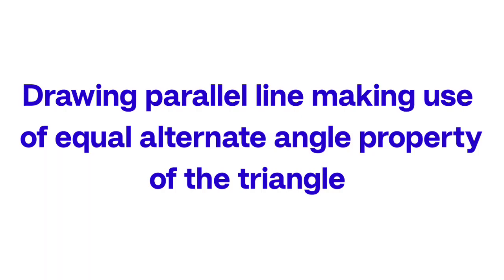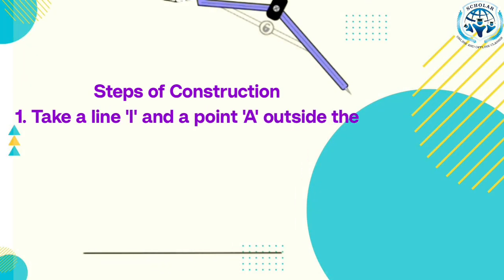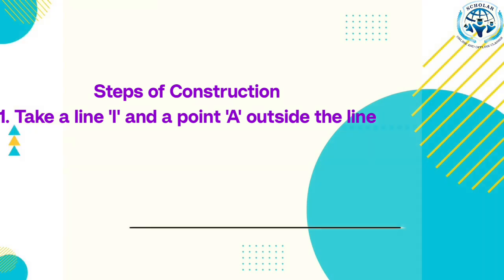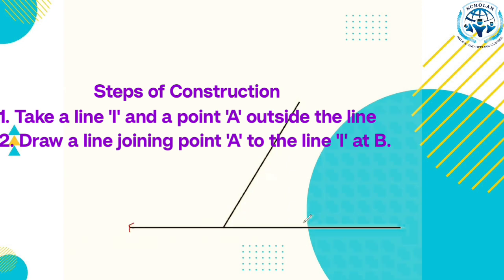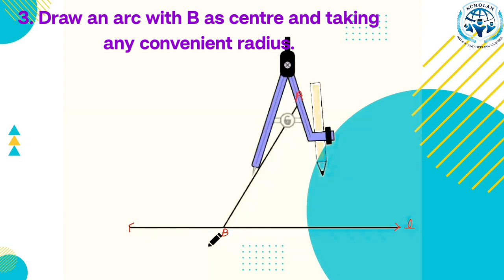Drawing a parallel line, making use of the equal alternate angle property. The steps of construction are a must. You have to write the steps of construction to get the full marks in exams. So the first step is, take a line L and outside you will take a point A. Draw a line joining the point A to the line L at B.